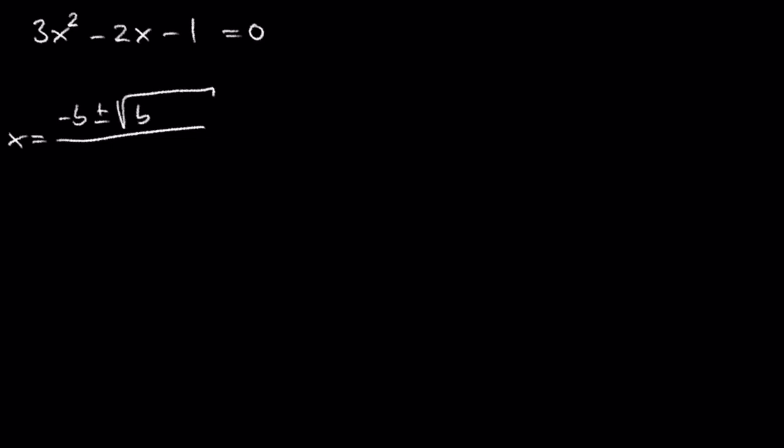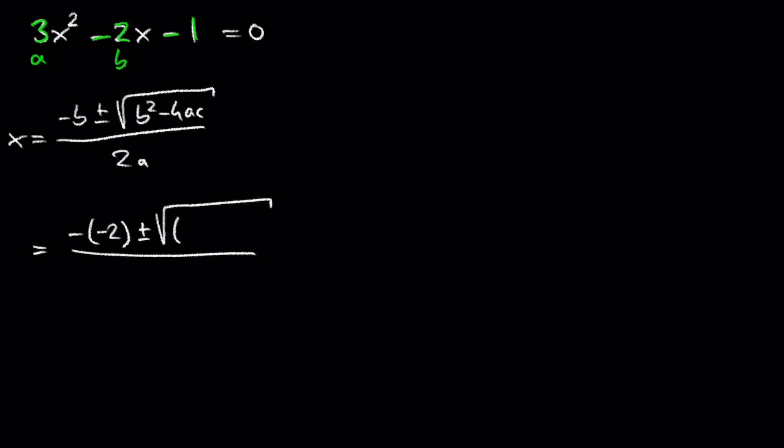Let's look at 3x squared minus 2x minus 1 equals 0. A is 3, B is negative 2, and C is negative 1. So we get negative 2 plus minus the square root of negative 2 squared minus 4 times 3 times negative 1 and 2 times 3.